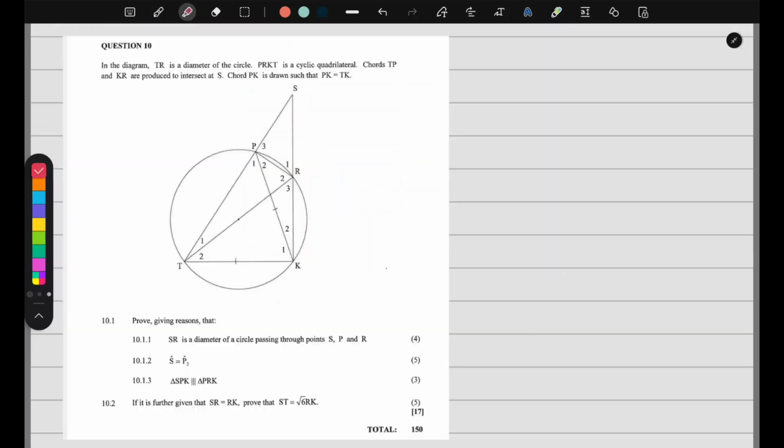The last question of this question paper is question 10. And it says in the diagram, TR is a diameter. So remember, diameter means angle in a semicircle. And PRKT is a cyclic quad. And then they say you have chords. And PK is equal to TK. That's given.